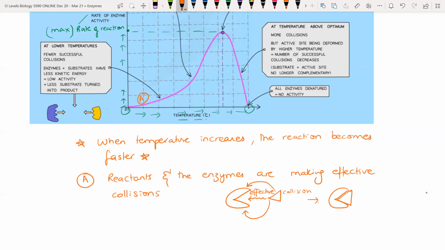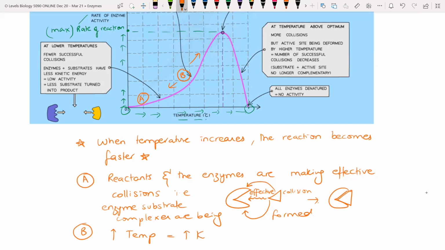Okay, so that's what I mean when I say reactants and enzymes are making effective collisions. What that means is that enzyme substrate complexes are being formed. Okay. Acha. Then point B, which goes something like this. What is happening at point B? As you are increasing the temperature, what increases? The kinetic energy of the molecules, it also increases.